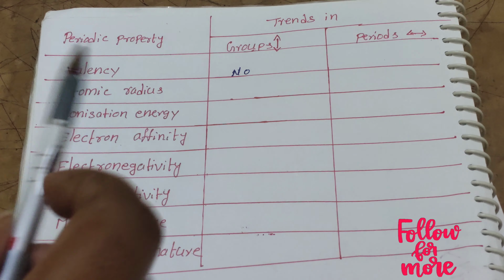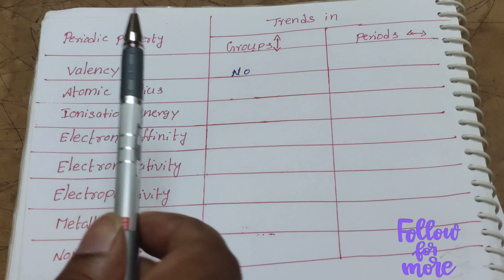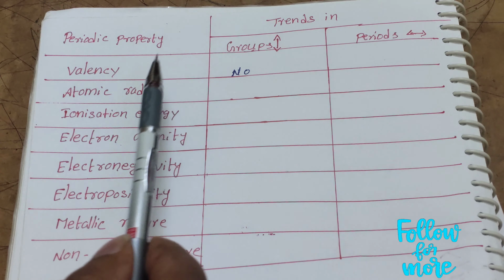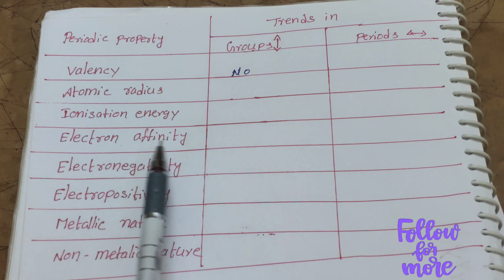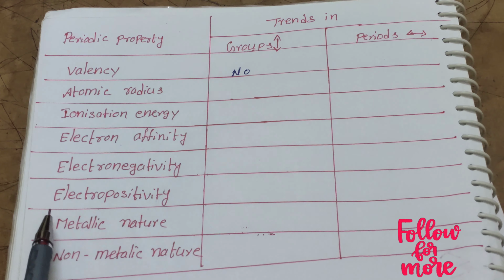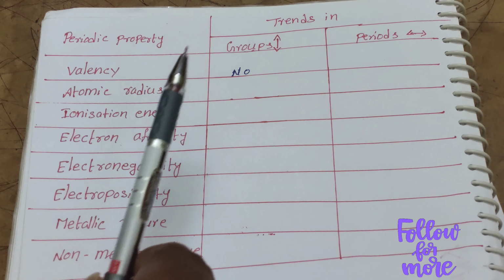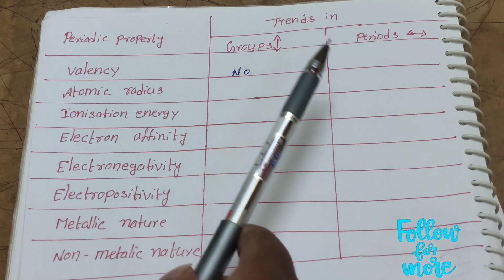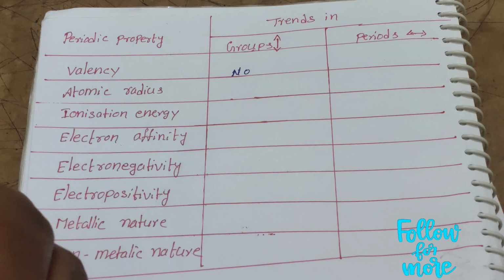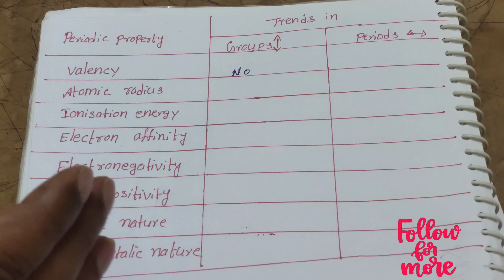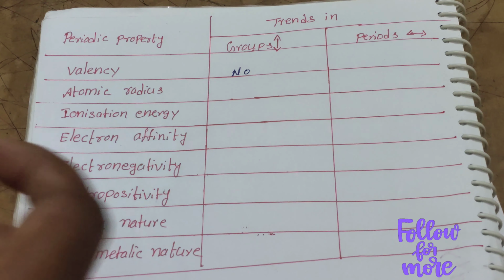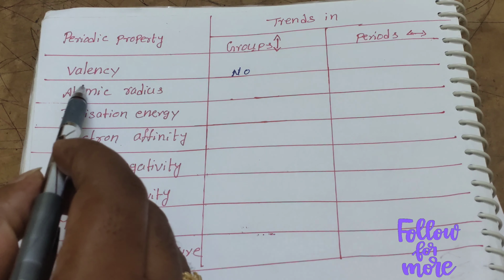Hi students, today in this video I will explain periodicity properties like valency, atomic radius, ionization energy, electron affinity, electronegativity, electropositivity, metallic and non-metallic characters, and how they change in the periods and the groups. It's a short video. In this video I will explain all the periodicity properties in one video. You can watch the complete video. And the first one is valency.